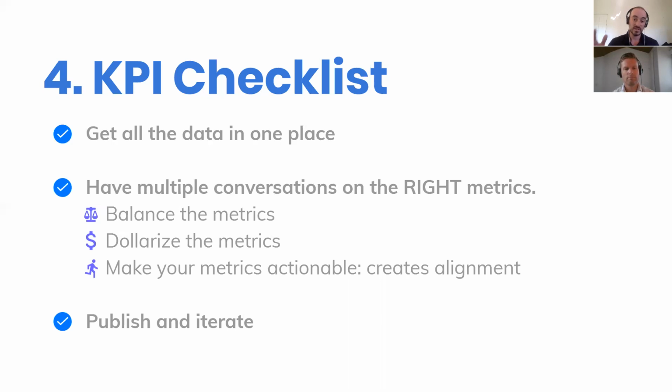And finally, as Paul said, make your metrics actionable. You want to create alignment by getting people to get behind your metrics. Make them theirs, right? That's how you create this alignment. And yeah, publish it, show it to people, and iterate. You're going to go through this a bunch of times before you get it exactly right. That's part of the process.